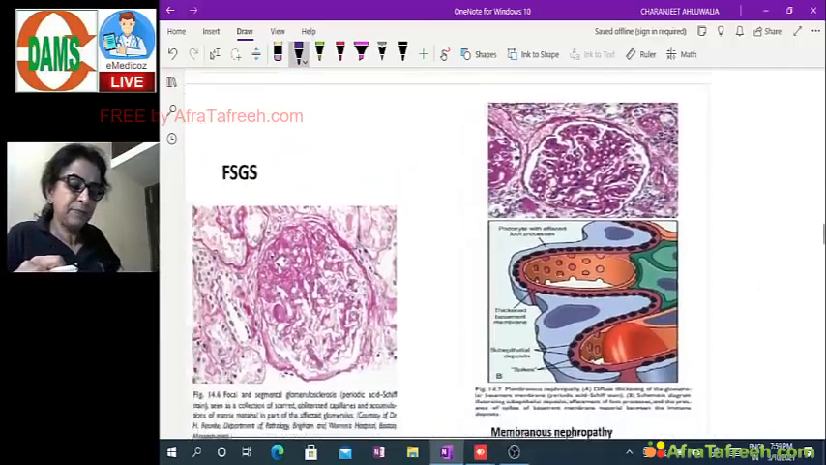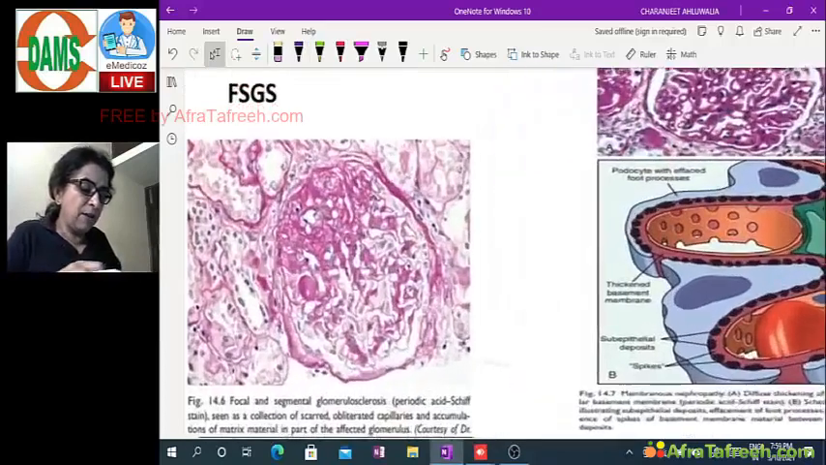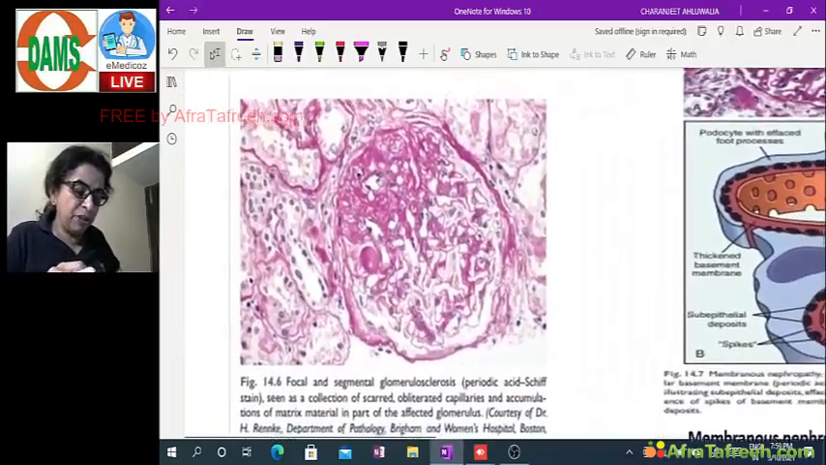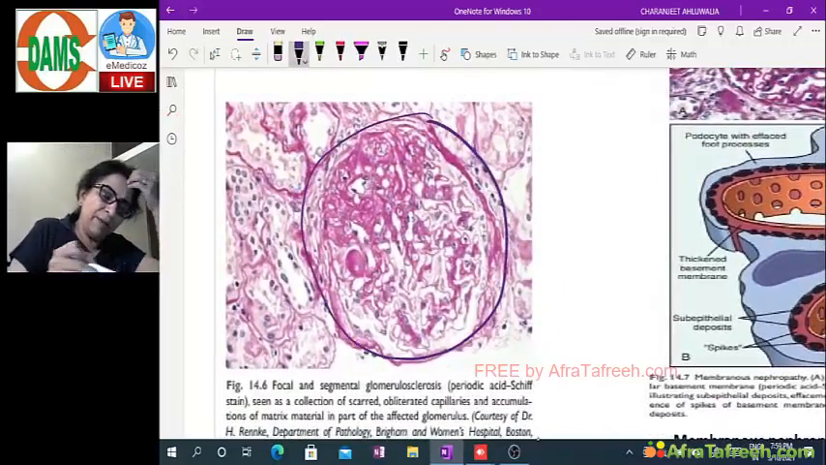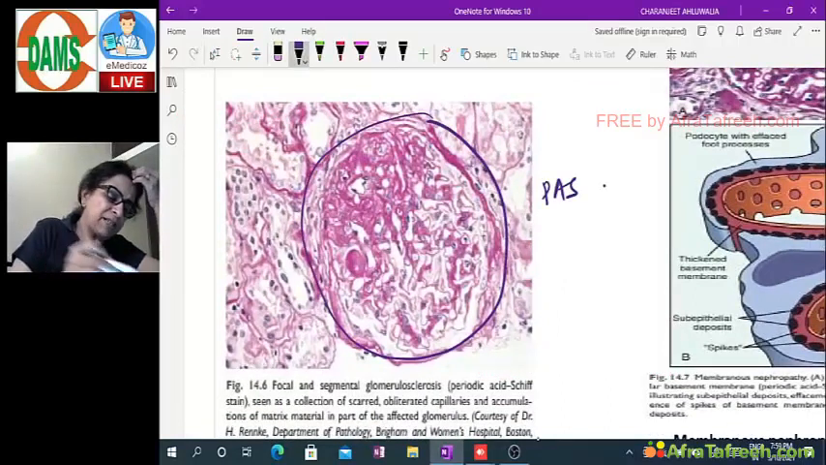Now this is focal. Look at this. This is the picture of how FSGS will look. This is focal segmental. This is the glomerulus here. Now this is again a PAS stain. These are the tubules, and these are the tubular basement membrane here.